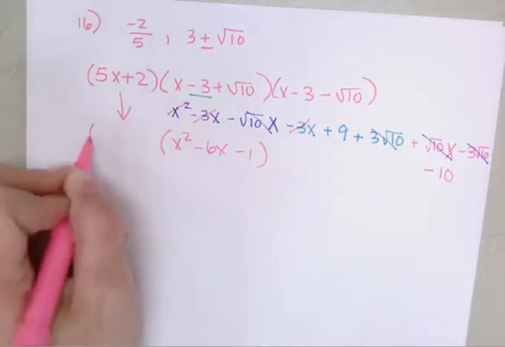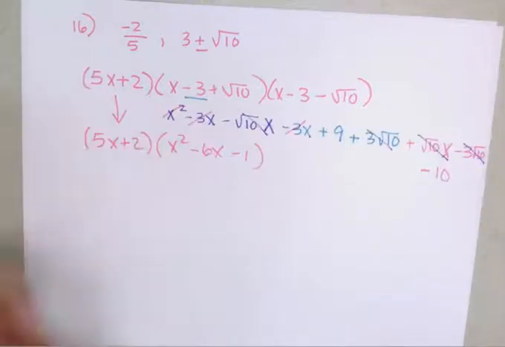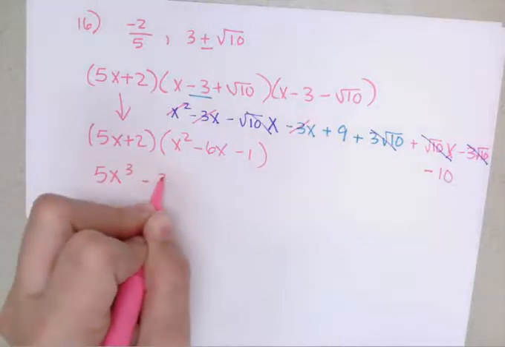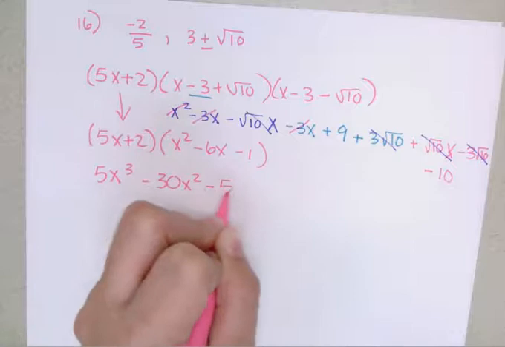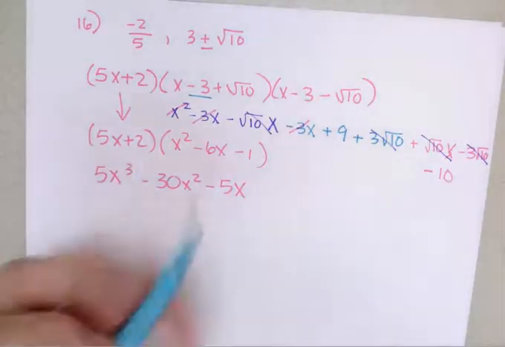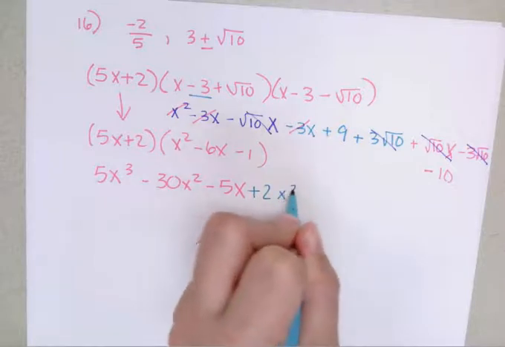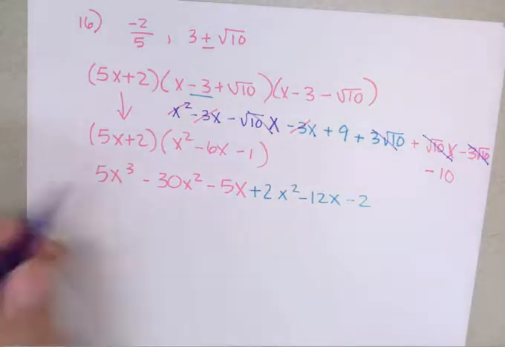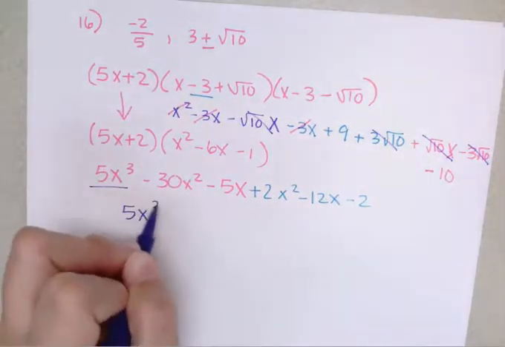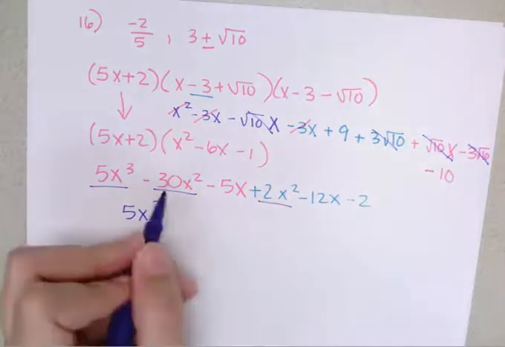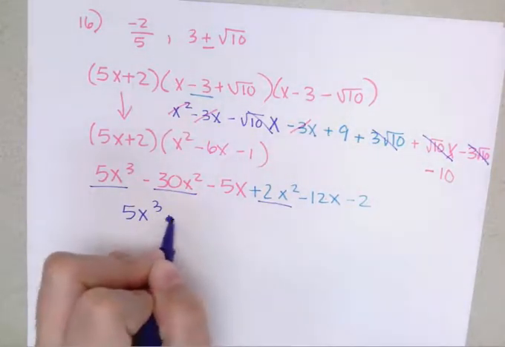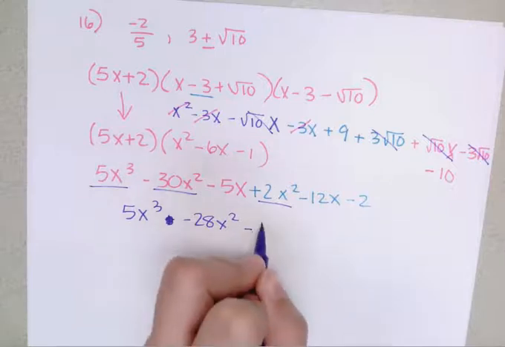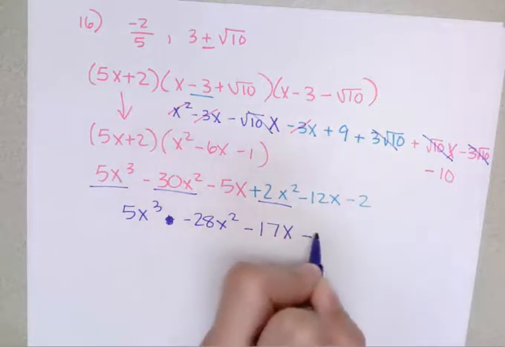Bring down this piece. Okay, then we're going to need to multiply that out. So 5x times each thing is going to give us 5x cubed minus 30x squared minus 5x. Then the 2 times everything gives us 2x squared minus 12x minus 2. Combine like terms. This one doesn't have any, so bring it down. Like term there and there, negative 30 and positive 2 make negative 28x squared. Negative 5 and negative 12 make negative 17x. Bring down your negative 2.